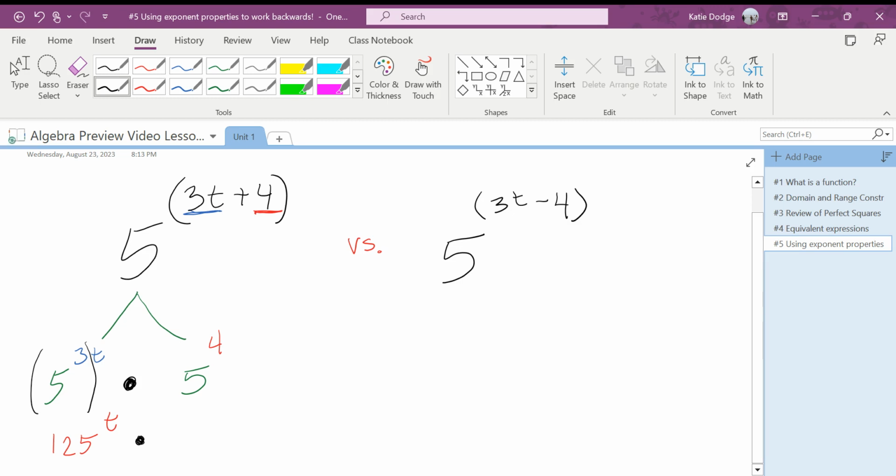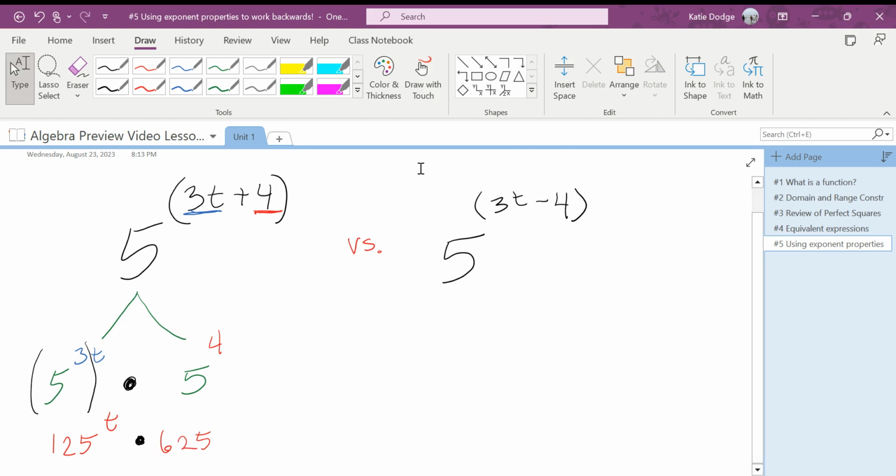Well, we already know 5 to the third is 125. So I would just multiply it by 5 again. 100 times 5 is 500. 25 times 5 is 125. So in total, that would be 625. And you could also just plug that into your calculator.